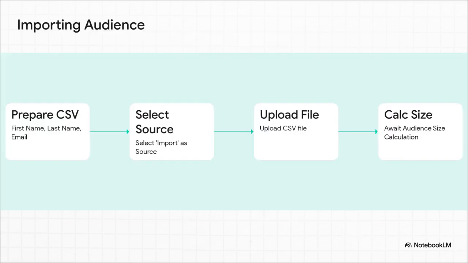Now, if you're going the import route instead of using a query, here's how you do it. Step 1, make sure your CSV file is formatted exactly like this. First name, last name, email. Step 2, in CharityEngine, just select Import as your source. Step 3, upload the file. And step 4, just hang tight and wait for the system to calculate your audience size. And honestly, what's brilliant about this process is that while it calculates, CharityEngine is automatically cleaning your list for you. It scrubs out duplicates, deceased contacts, opted out folks, and blacklisted emails, all before you even hit send.